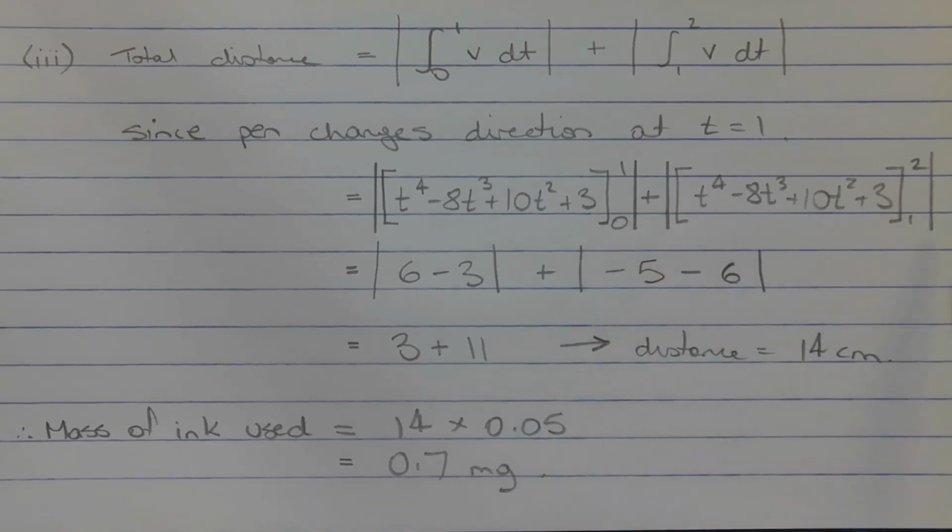So applying the limits of integration, we get the absolute value of 6 minus 3 plus the absolute value of negative 5 minus 6. Now the absolute value of 6 minus 3 is 3, and the absolute value of negative 5 minus 6 is positive 11. So 3 plus 11 gives us 14, and that represents the total distance travelled by the pen from t equals 0 to t equals 2. So to find the mass of ink used, the pen travels 14 centimeters and it uses 0.05 milligrams of ink per centimeter, and that gives us 0.7 milligrams of ink used.